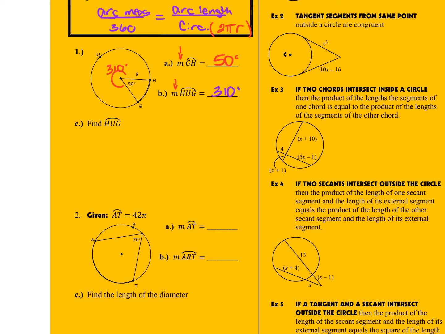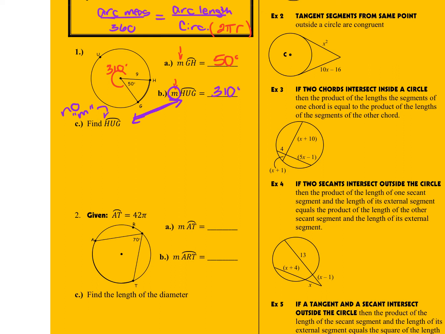So if we want to find the length of HUG, the way you're going to tell the difference between these two problems is that the measure questions for degrees will have an M, and the length questions will not have that M. So if you don't see the M, you know that you're going to have to do this longer process. So we're going to have two choices.